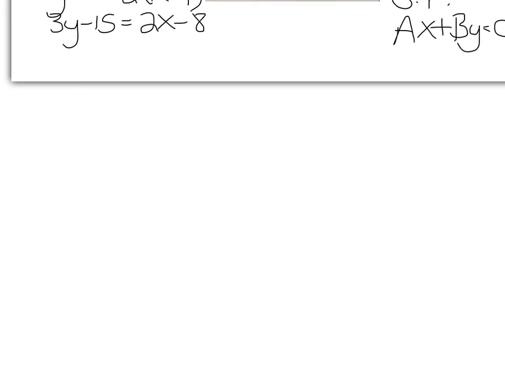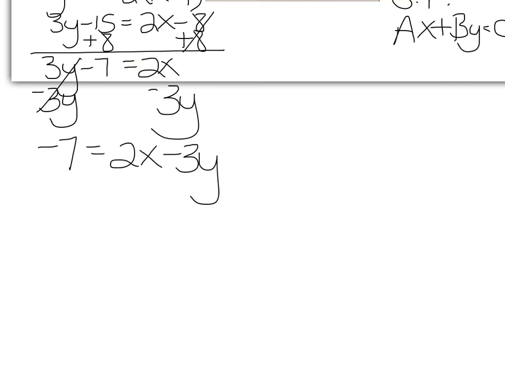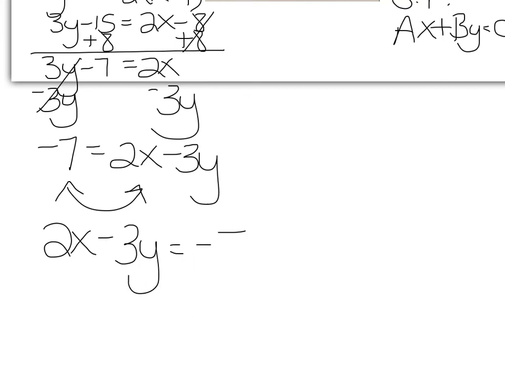Okay, so I'm going to add 8 to both sides, giving me 3y minus 7 is equal to 2x. Then I'm going to subtract 3y over here. Remember, the reason I'm not moving this 2x over here is because then this 2 would be negative, and a cannot be negative. So I have negative 7 is equal to 2x minus 3y, which is standard form. I just need to switch them around. 2x minus 3y is equal to negative 7.